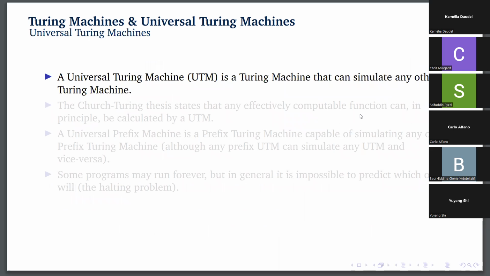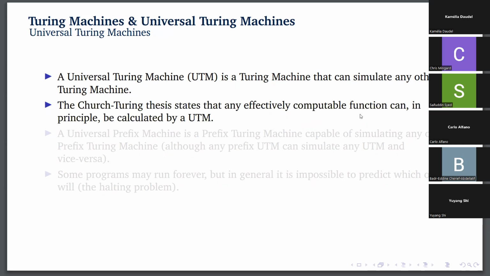And then we come to universal Turing machines, which again are just Turing machines, but we assume that the FSM is such that it could simulate any other Turing machine. Normally the first part of the input tape would tell the FSM how to simulate the FSM of some other Turing machine. And the Church-Turing thesis states that any computable function can in principle be calculated by a UTM. So the assumption is if you can compute it, you can compute it with one of these devices.